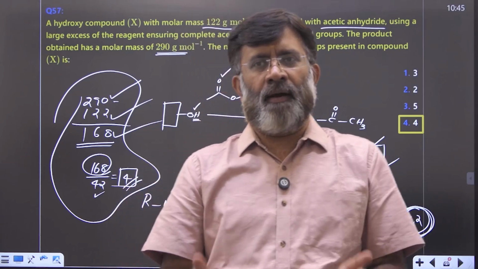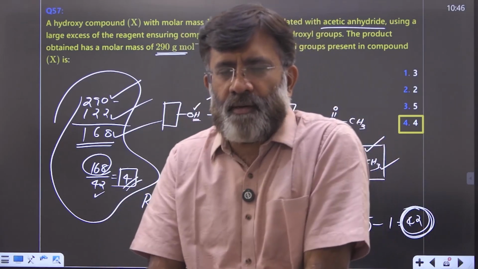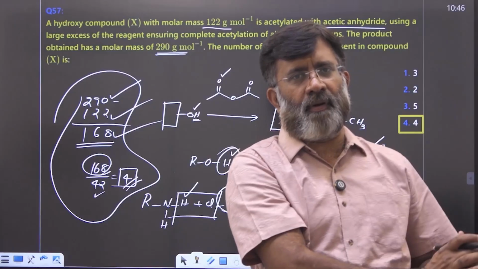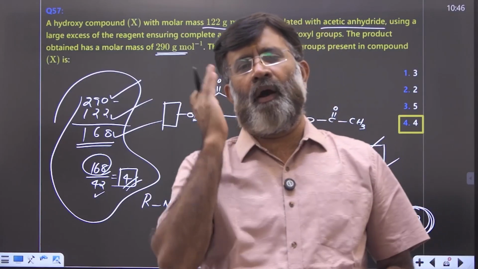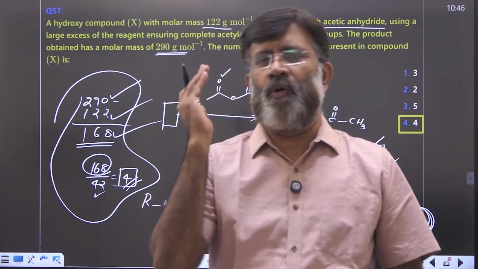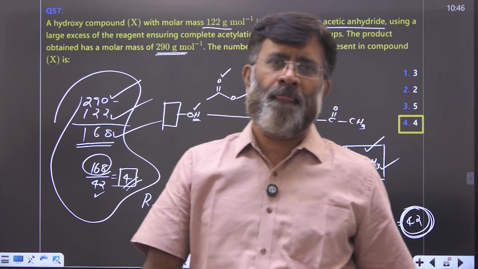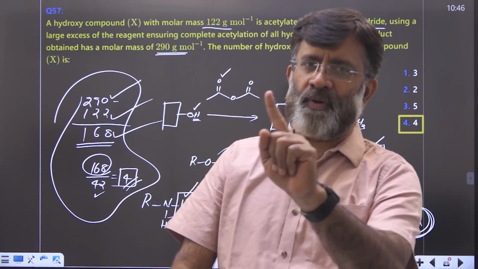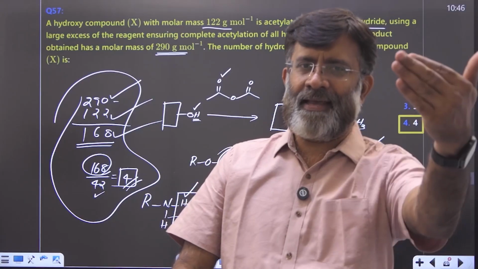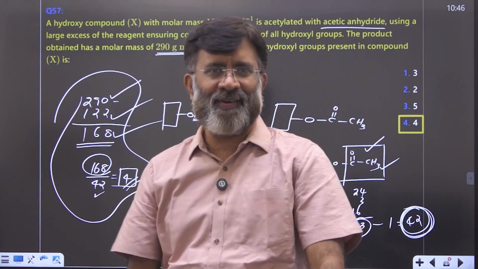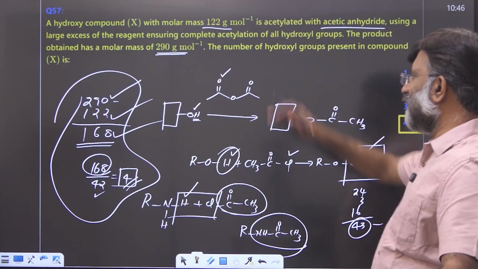So looking at the molar mass of the reactant molecule and the molar mass of the final acetylated molecule, you can find out how many OH groups and how many NH2 groups were there. It's very simple. I repeat once again: take the difference between the molar masses, and that difference divided by 42 will give you the answer. It's a very, very important type of question.